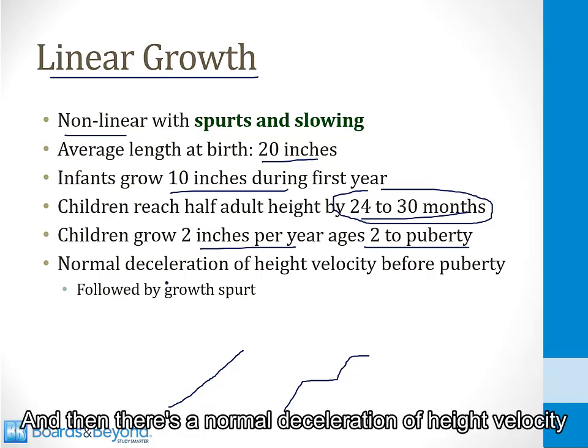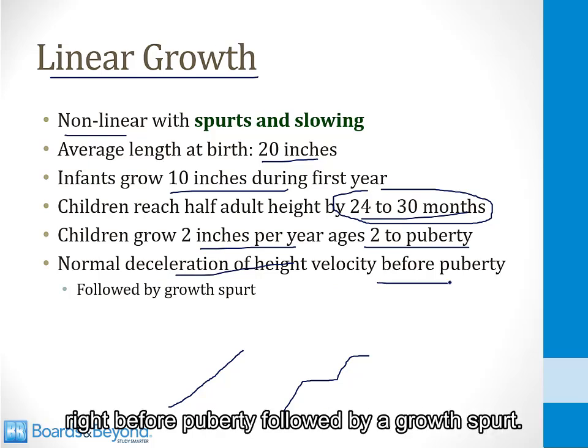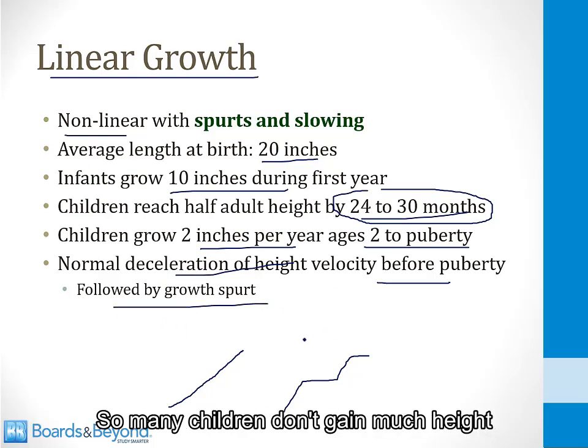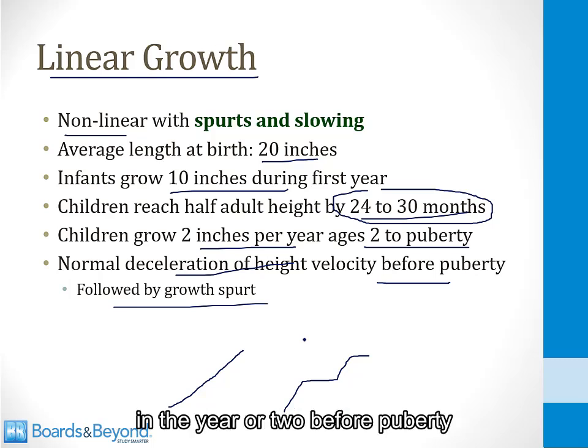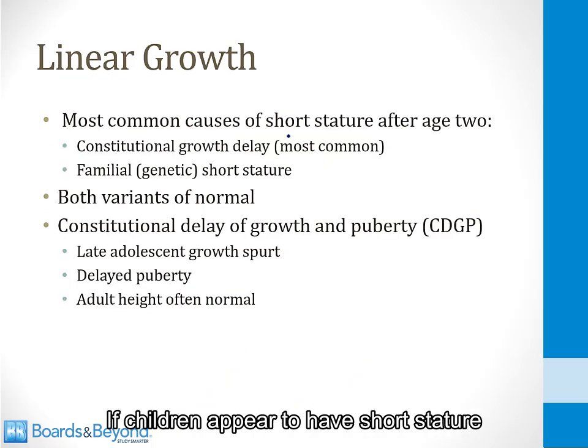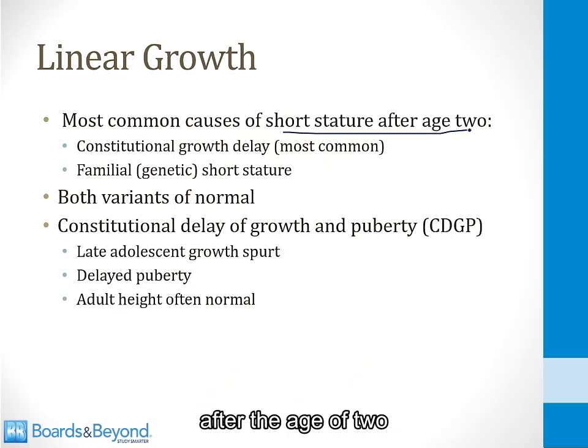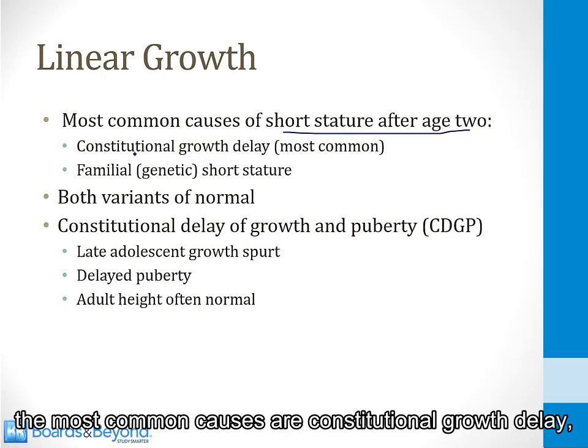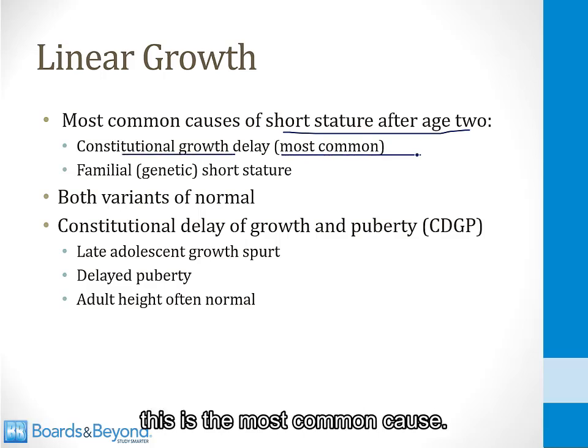And then there's a normal deceleration of height velocity right before puberty, followed by a growth spurt. So many children don't gain much height in the year or two before puberty, and then they gain a lot when they develop puberty. If children appear to have short stature after the age of 2, for example, if they are at the 10th or 20th percentile for height, the most common cause is constitutional growth delay. This is the most common cause.